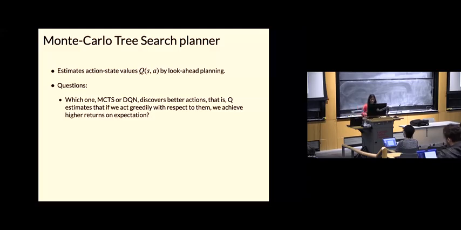Okay, so let's ask the questions because we only have 2 minutes. Which one, in your opinion, Monte Carlo tree search or DQN procedure, discovers better action? That is, better Q estimates. That if we agree with respect to them, we achieve higher returns on expectation. What do you guys think?